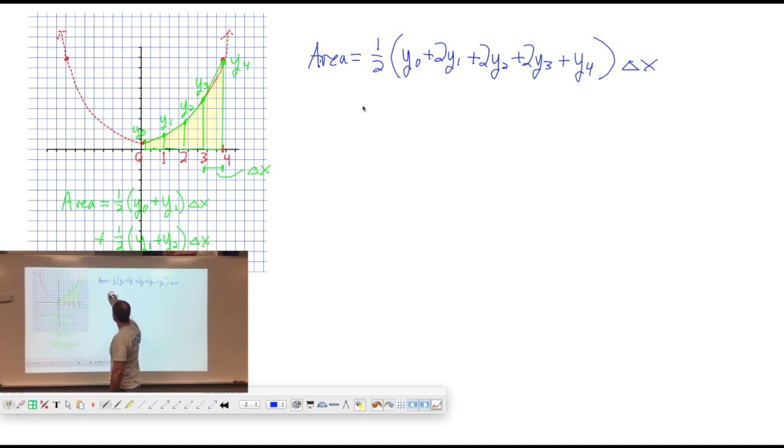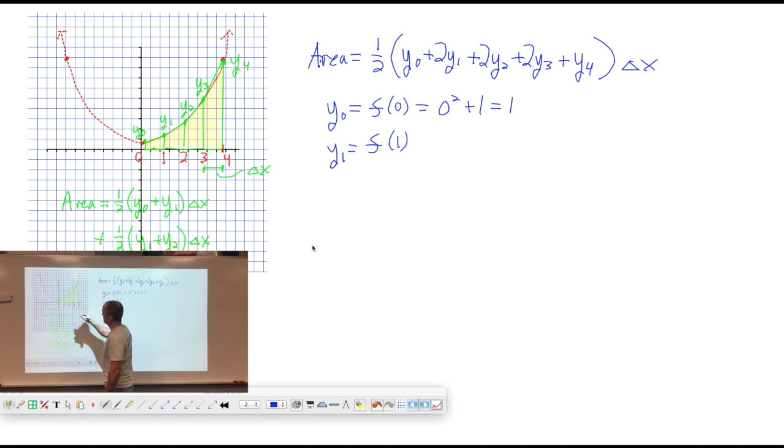Well, I made these trapezoids the height of my original parabola. So y initial, y sub 0, is going to be f of 0, whatever I get when I plug 0 into my parabola, so that'll be 0 squared plus 1, or 1. Y sub 1 will be f of 1. So however high this second base goes up in the y direction, that will be 1 squared plus 1, so that's 2.